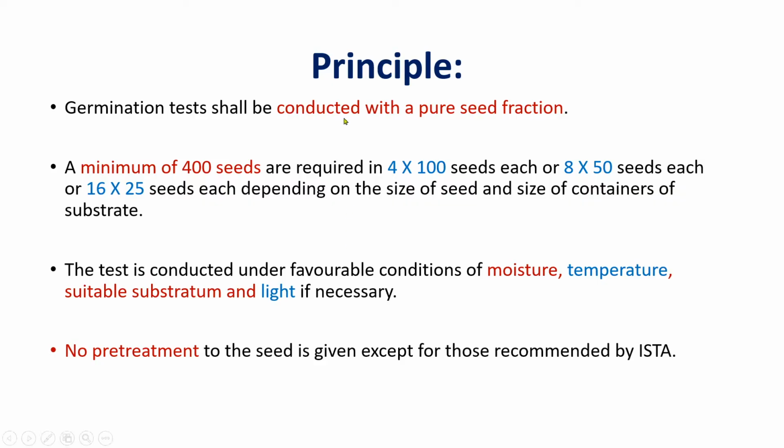Coming to the principle of seed germination test, it is usually conducted with the pure seed fraction. Basically it means it is conducted with the pure seed fraction from the working sample. We have already discussed the several components of the working sample, which are pure seed, inert matter, weed seeds, and so on. From that, we are going to grow only the pure seeds.